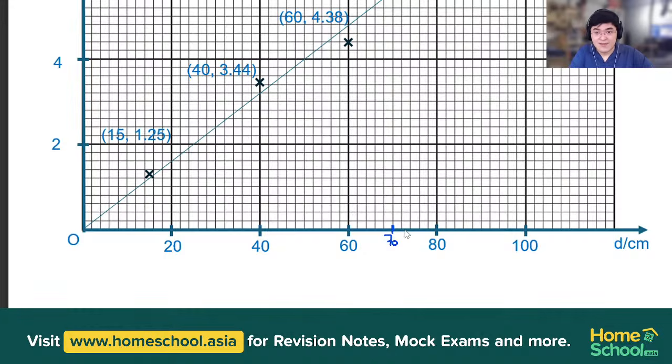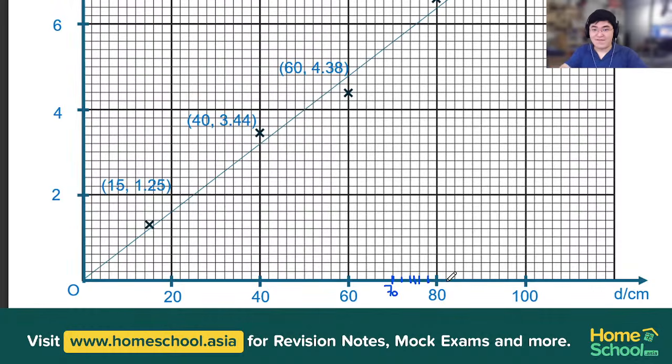72, 74, 76, 78. So 75 is right between here on this tiny little square. So let's draw 75. Over here, we want to draw a straight vertical line upwards. Oh my goodness, that's really, really bad. Delete. Okay, let's try again.